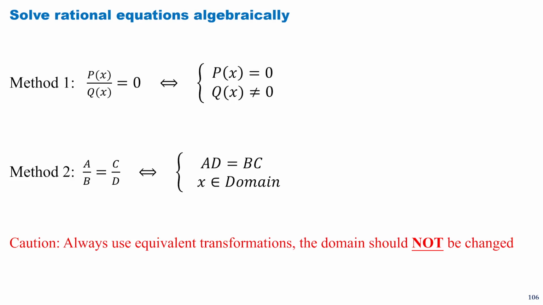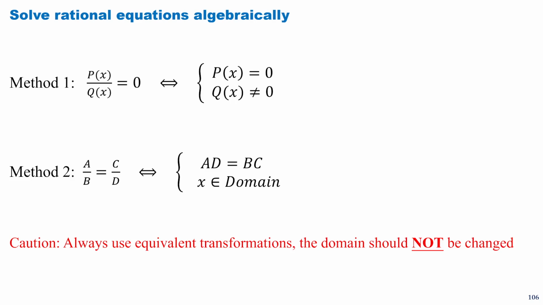Okay, next, let's have a look at some related concept, which is to solve rational equations algebraically. Suppose you have a rational equation like this, p(x) over q(x) equals 0. How do we solve that? You could either use the first method, which means p(x) must equal 0, right? And q(x) cannot be 0. Or you could also use the second method.